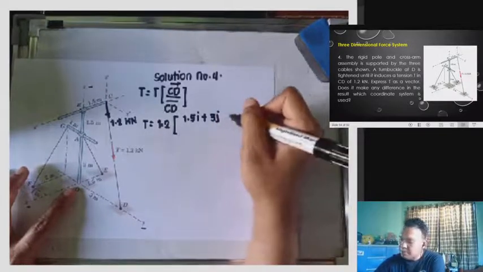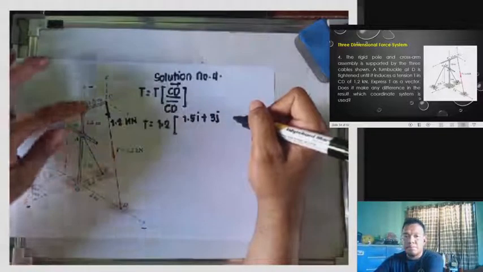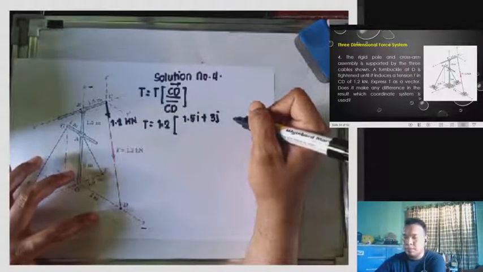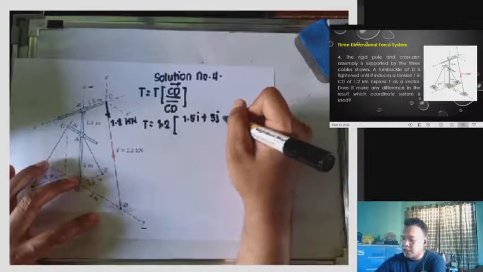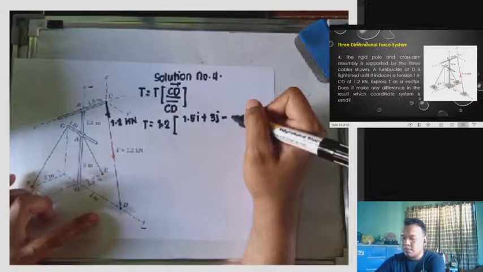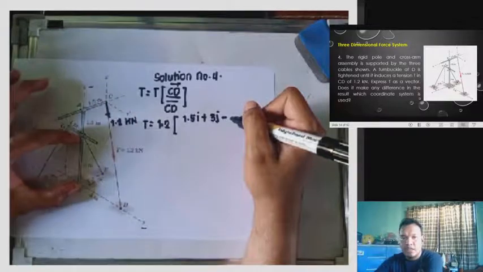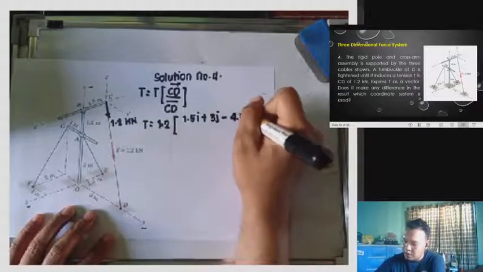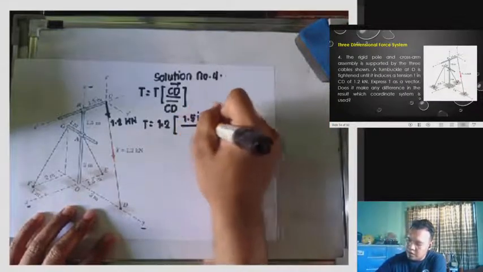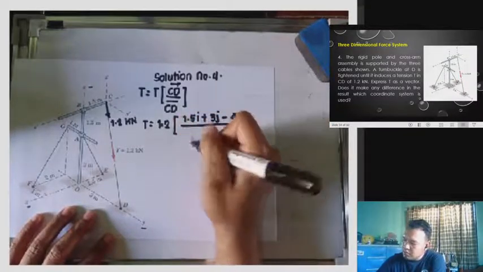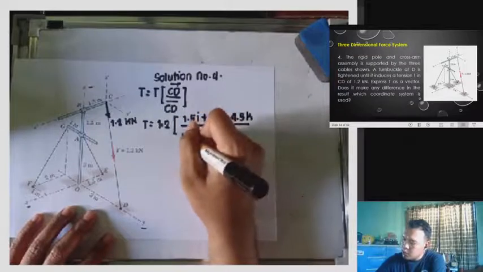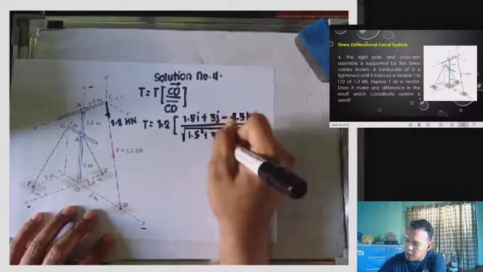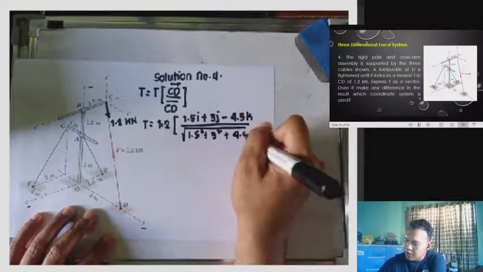So, ito ay 3J. Then, Z natin is from top to bottom. We have here downward arrow. Ibig sabihin, negative po yung value ng Z natin. So, minus Z, value of Z is 3 plus 1.5. We have here negative 4.5K all over square root ni 1.5 squared plus 3 squared plus 4.5 squared.